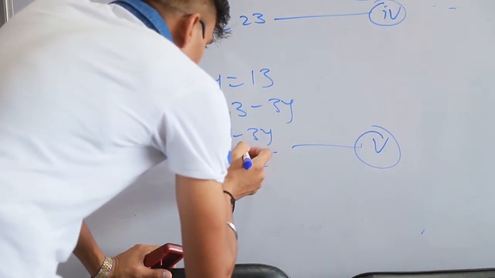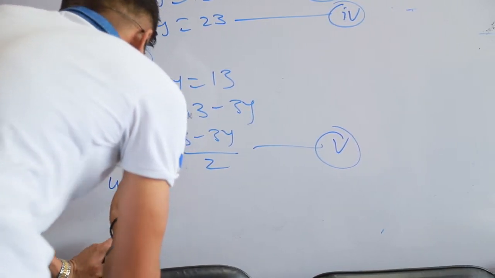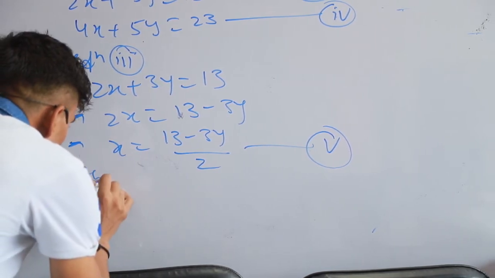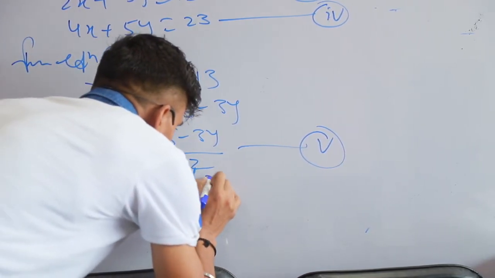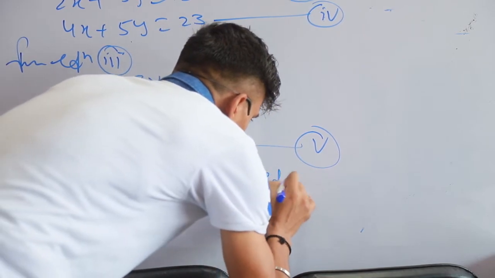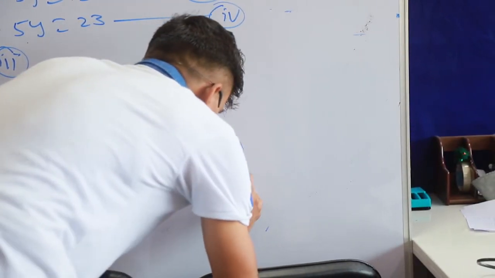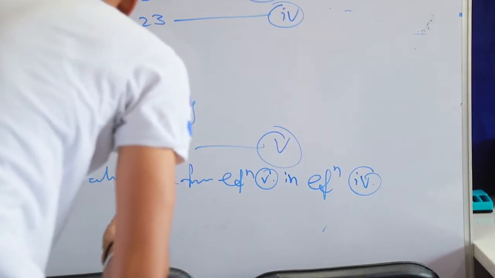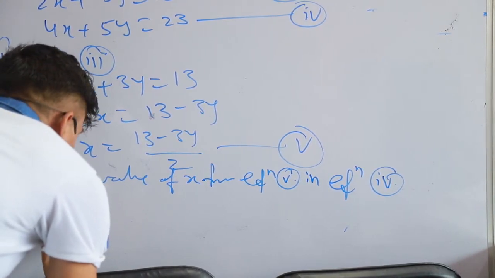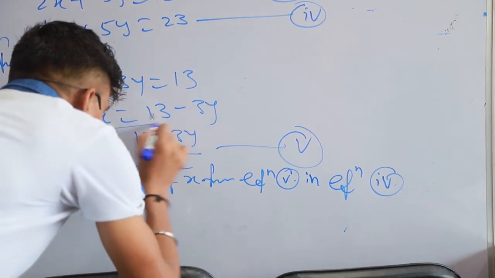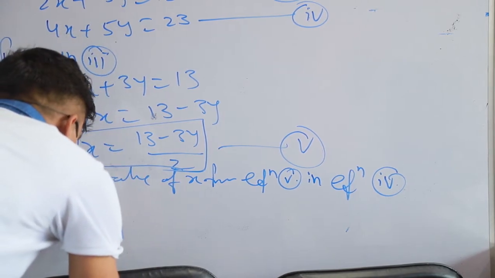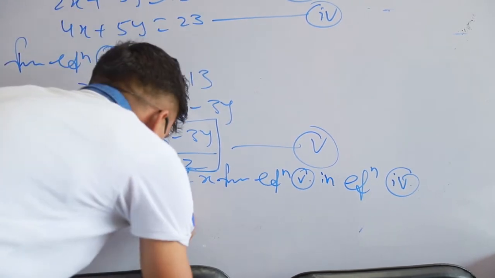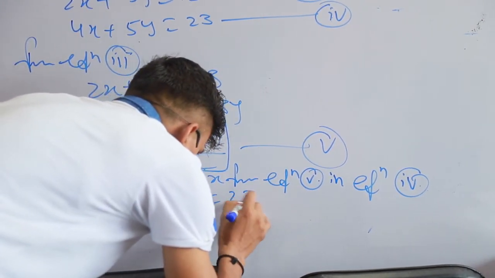4, what is the value of x? That is 13 minus 3y by 2. So 4 into, here we have to write, put the value of x from equation 5 in equation 4. फोर्थ में डाल देते हैं 4x. तो 4 into what the value of x? That is the value of x is 13 minus 3y by 2. Then 13 minus 3y by 2 plus 5y equal to 23.